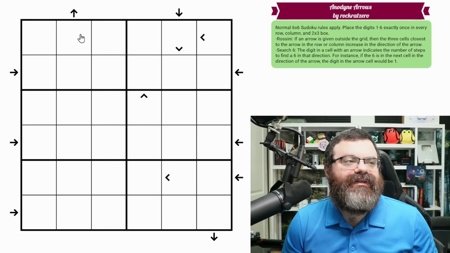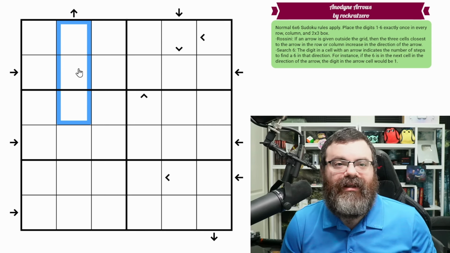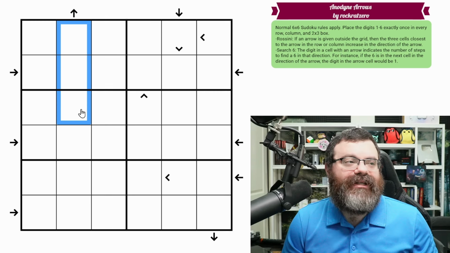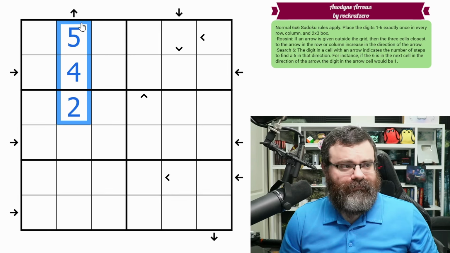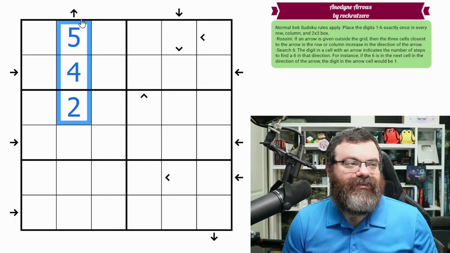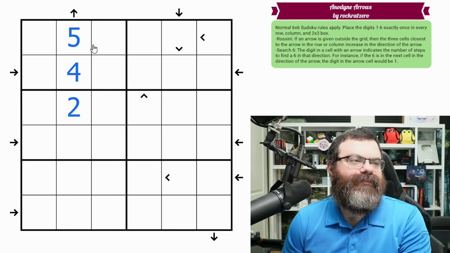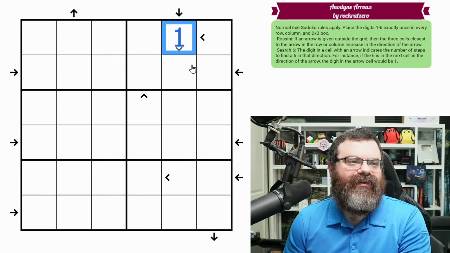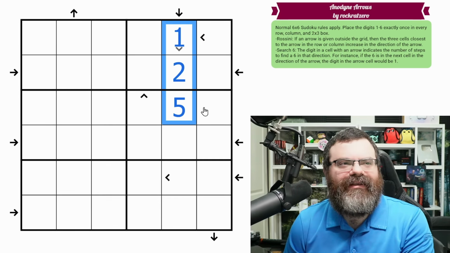So the 3 cells closest to the arrow, so in this case, this arrow, the 3 cells closest within its row or column, increase in the direction of the arrow. So in this case, we could do like 2, 4, 5. So think of it as just a thermo that was drawn like this, right? So it's exactly the same as if we had a thermo like that, if you're familiar with thermometers. And so this one here, they increase starting from here. So we could do, say, 1, 2, 5. Not 8, 5. 8 would be fine, except there's no 8 in the puzzle.